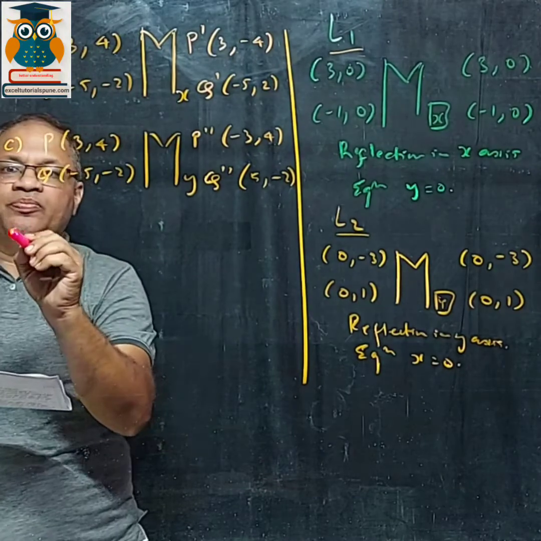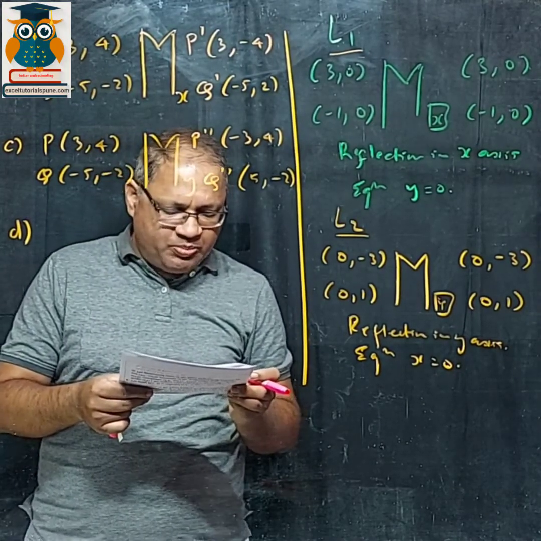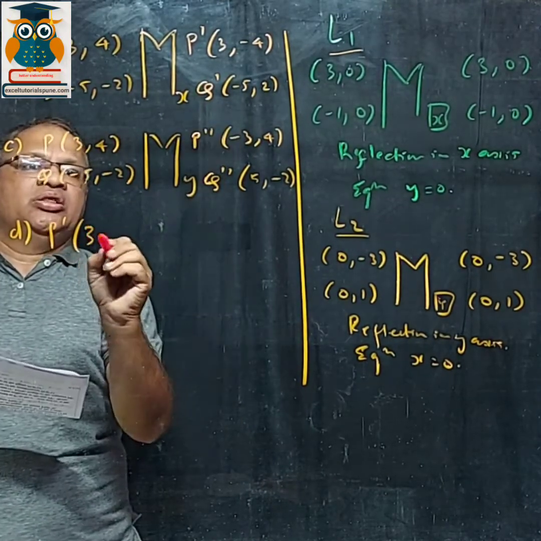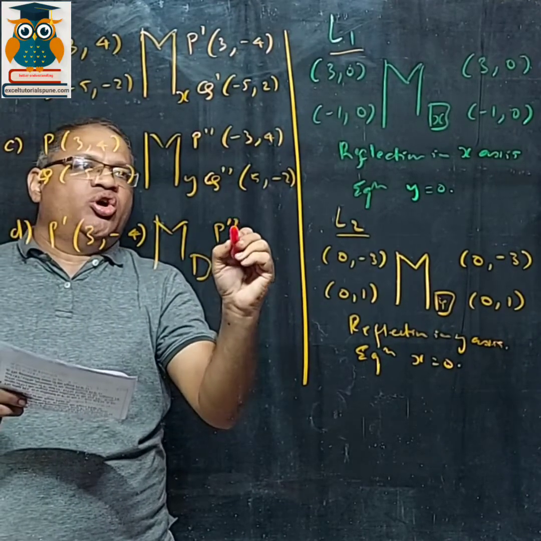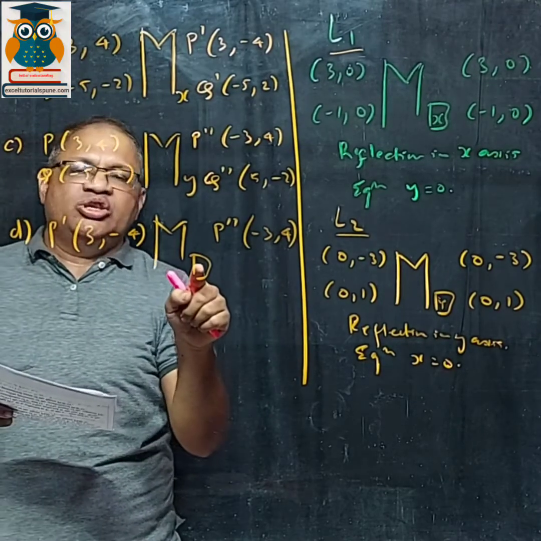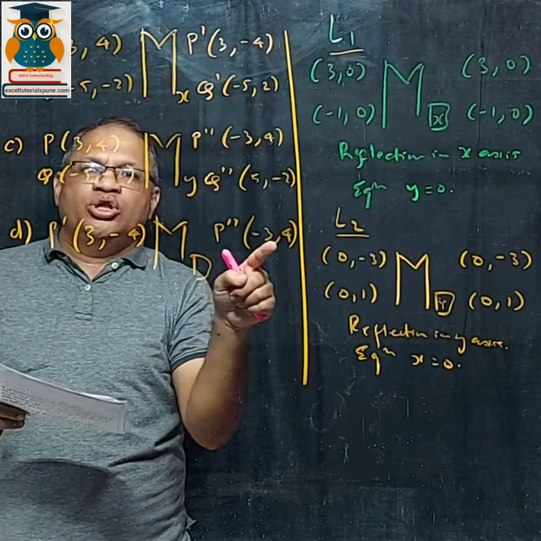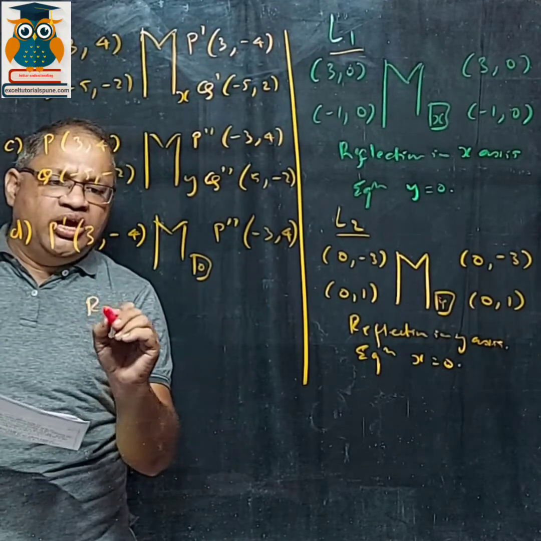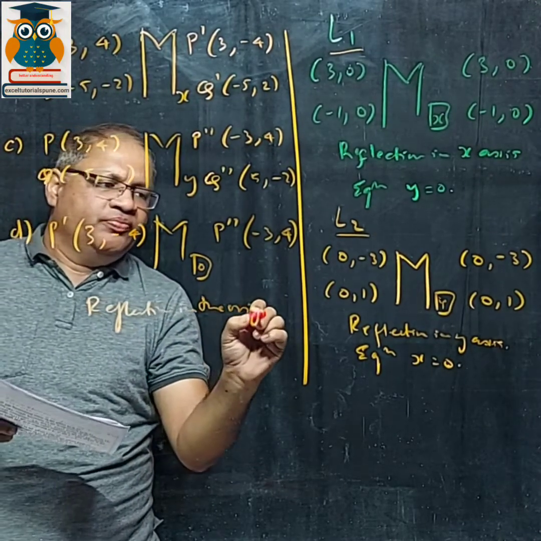Now D part: describe a single transformation that maps P dash to P double dash. So P dash, what are the coordinates? (3, -4). And P double dash is what coordinate? (-3, 4). So what will be the transformation over here? Both the coordinates have changed now. So it's reflection in the origin.